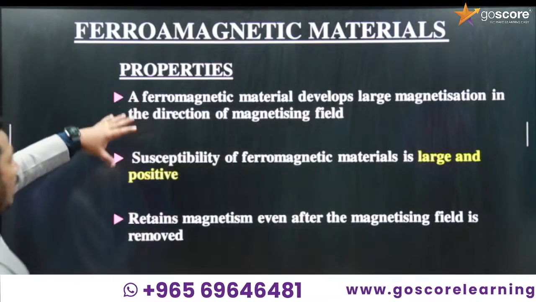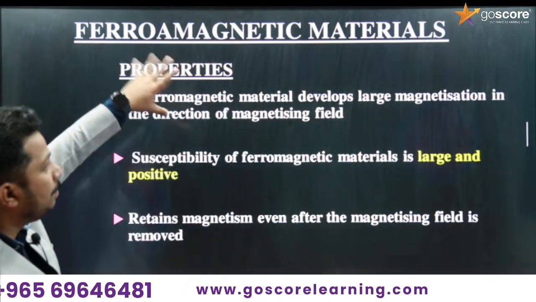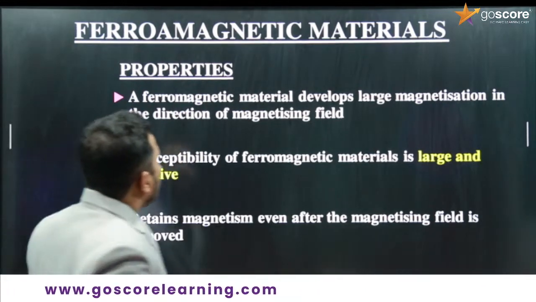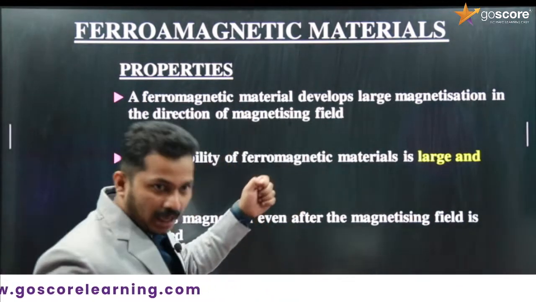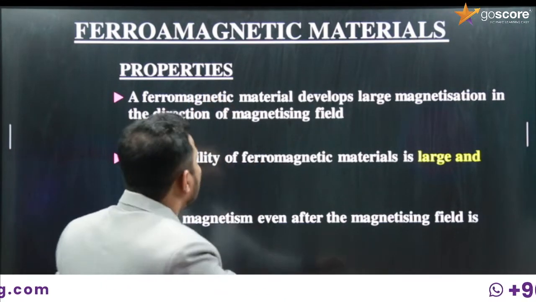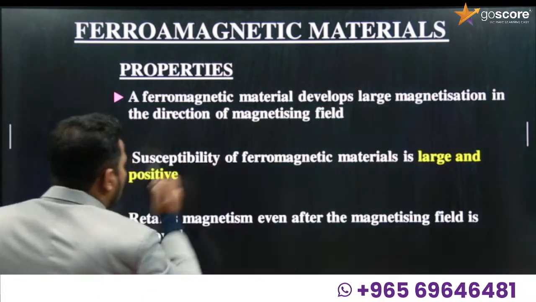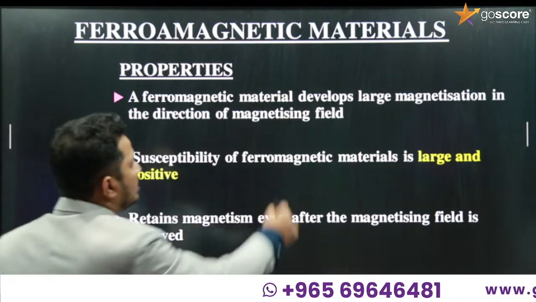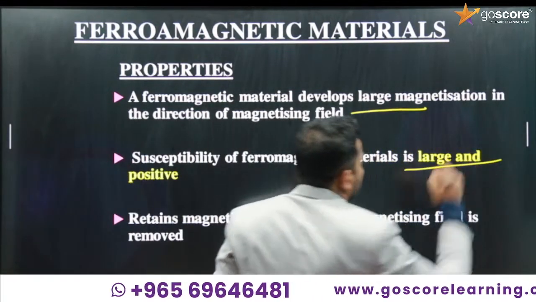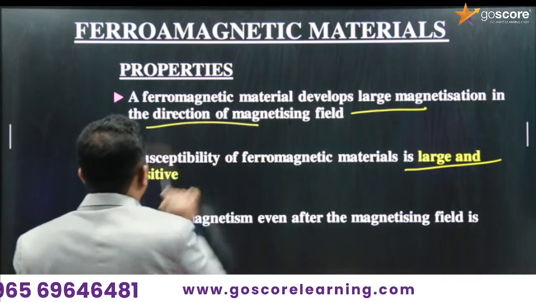A ferromagnetic material develops large magnetization in the same direction. I have shown it here because this is the definition, but from this definition we can derive the susceptibility. How does the susceptibility of a ferromagnetic material look? Since they develop large magnetization, the susceptibility is also large, and since it is in the same direction, it is positive.